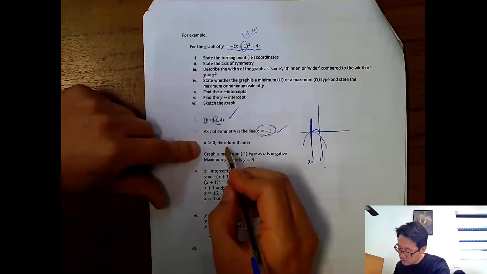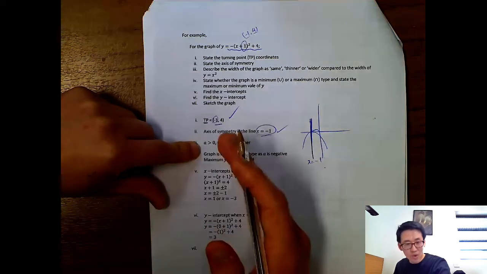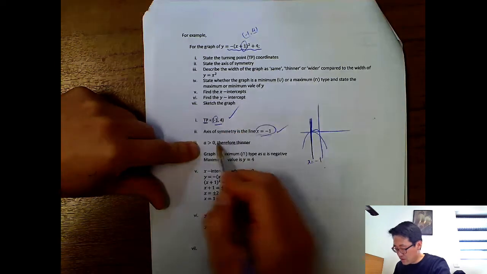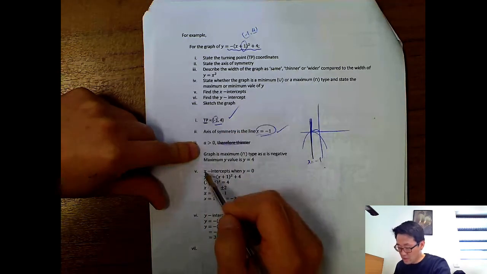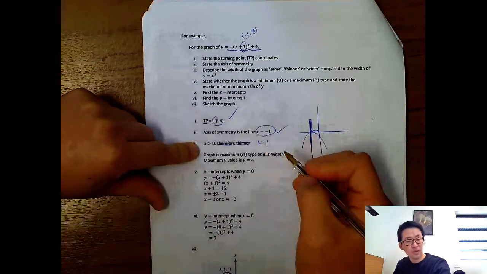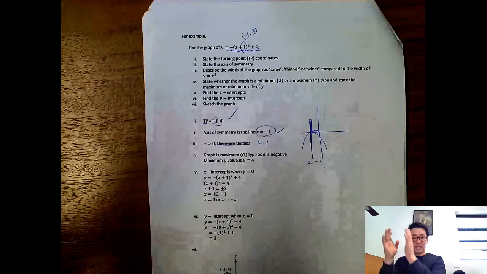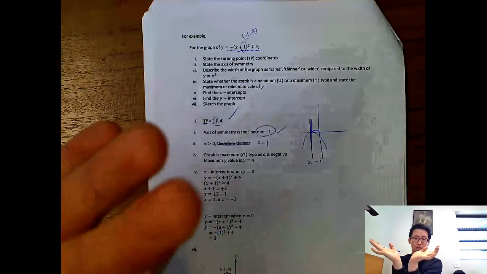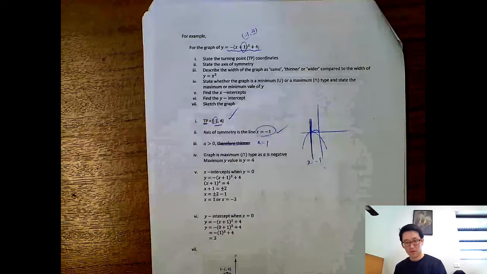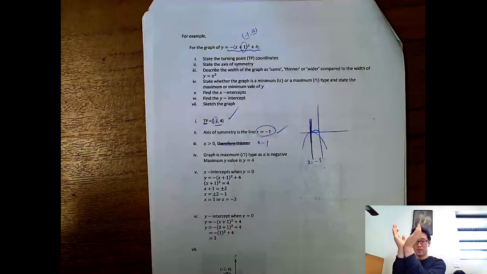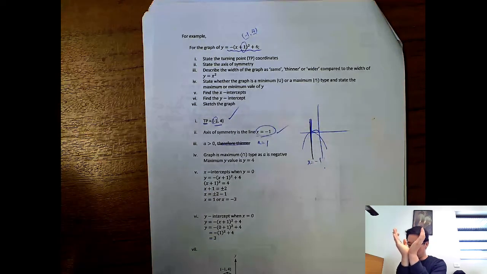And a is 1. It's not bigger than 1, so I won't use that word. I'll just say a equals 1. If a is 2, a is bigger than 1, therefore that's thinner. You just need to write down whether it's thinner or wider, narrower or wider. For the narrower case, a is bigger than 1, then you will have something like that.